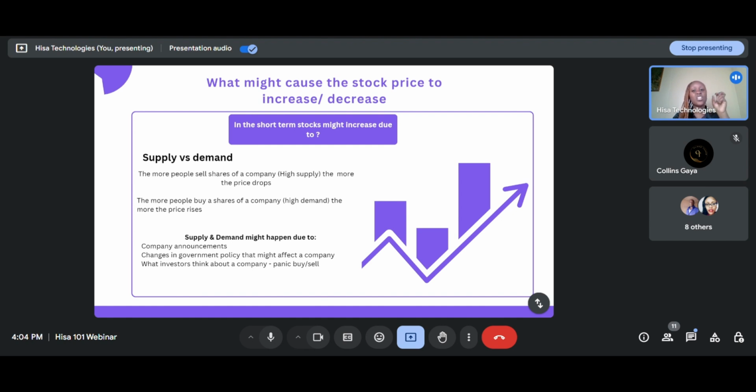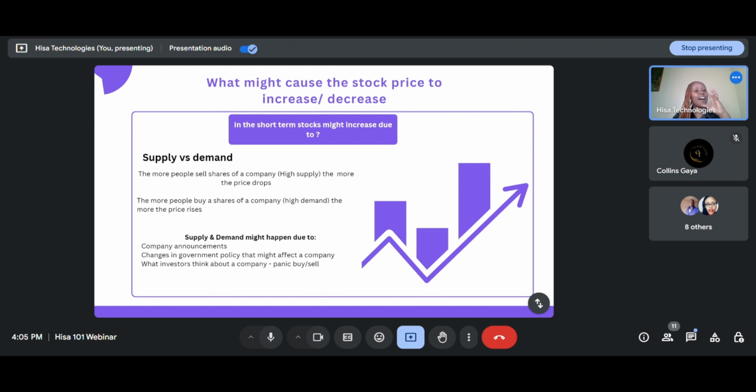Number two, changes in government policy. Yes, the laws that the government makes can affect the performance of your company, the company that you bought shares of. So be in the know, understand what is happening, because these changes affect the performance of the company that you own. Another thing is what the investors think about that company.